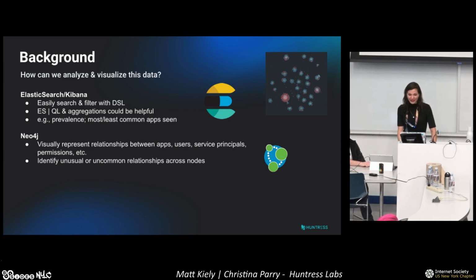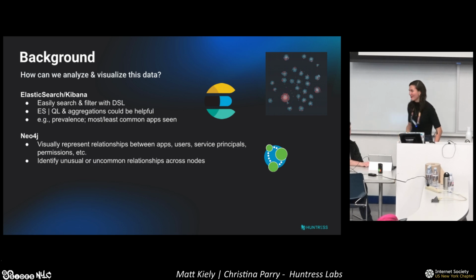So how do we want to visualize this data? Obviously, we can pull in this data from Graph API, but how do we want to visualize it? We wanted to use Elasticsearch, or Elk Stack if you're familiar, for easily searching and querying on various fields that we get from Graph API. We also wanted to use ESQL, which is kind of like Splunk's SPL language, for wrangling data. We thought that with aggregations we could possibly get some interesting analyses, and also prevalence and the most and least common apps seen. That's where we could find Elk Stack super helpful.